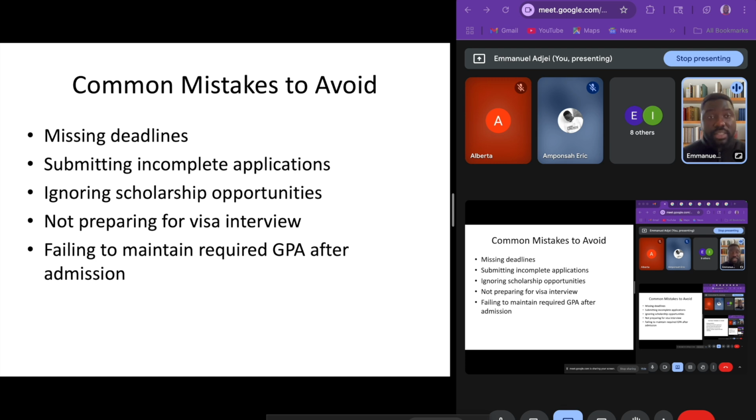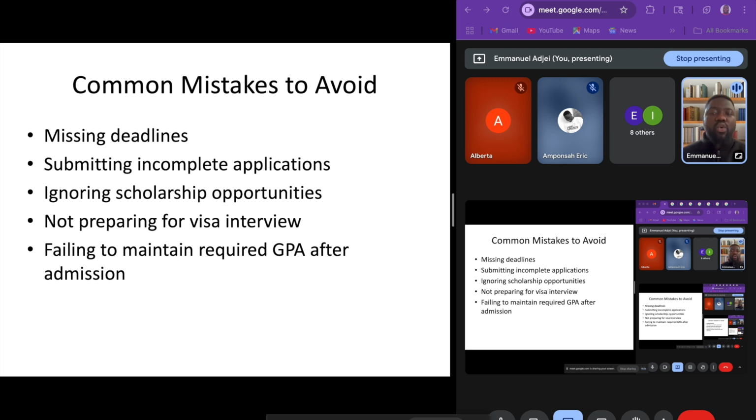Another mistake is ignoring scholarship opportunities. Any scholarship opportunity you see on the application portal, make sure you select it. If you don't qualify, you don't qualify, but select it. Even if it is for domestic students, select it. Nobody will give it to you if you don't qualify. But as long as you select all the scholarship opportunities on the application portal, you'll be considered for all of them that you qualify for.